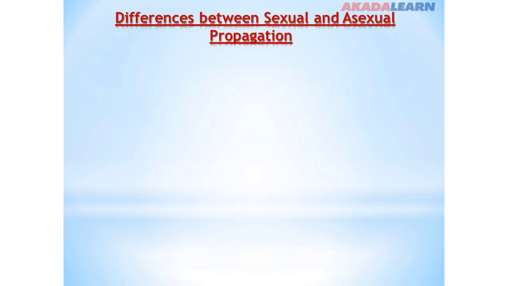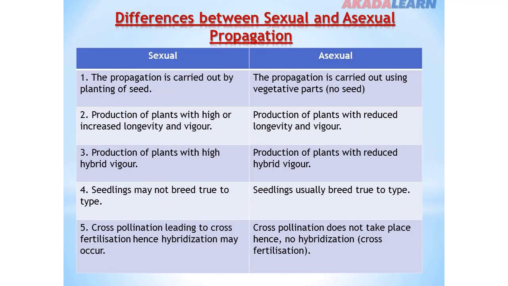Okay, let's look at differences between sexual and asexual propagation. In sexual propagation, propagation is carried out by planting of seed, while in asexual propagation, propagation is carried out without seed. In asexual, production of plants with high vigor and increased longevity. For sexual, production of plants with reduced longevity and vigor. Production of plants with high hybrid vigor in one, and reduced hybrid vigor in the other. Seedlings may not breed true to type in sexual propagation, but in asexual propagation, seedlings are usually true to type.